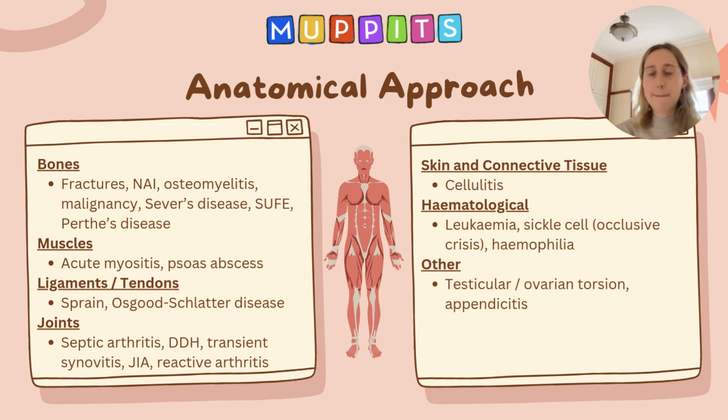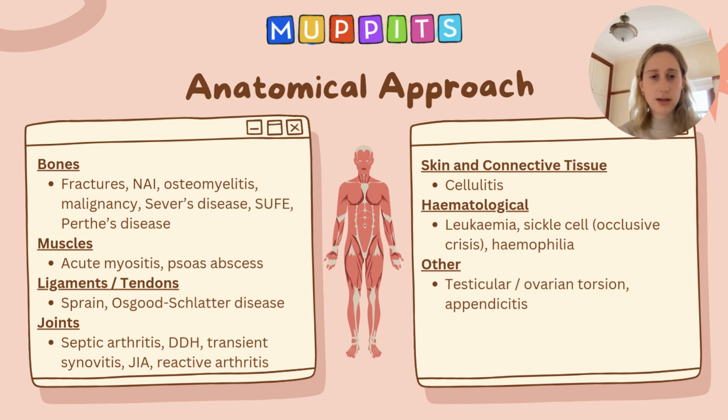Then with muscles, you can get myositis or a psoas abscess. With ligaments and tendons, sprains, and Osgood-Schlatter disease, which is inflammation of the tibial apophysis, and also involves the insertion of the patellar tendon. And in terms of joints, we've got septic arthritis, DDH or developmental dysplasia of the hip, transient synovitis, juvenile idiopathic arthritis, and reactive arthritis, which most commonly occurs after GIT infections or genitourinary infections as well.